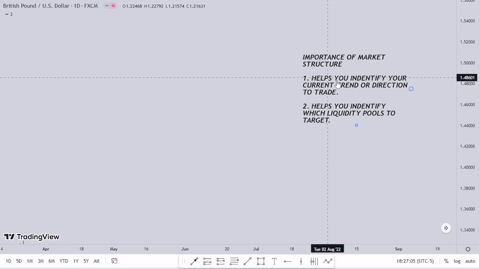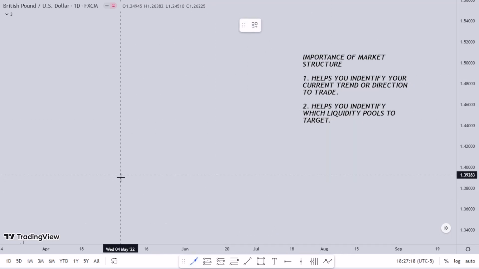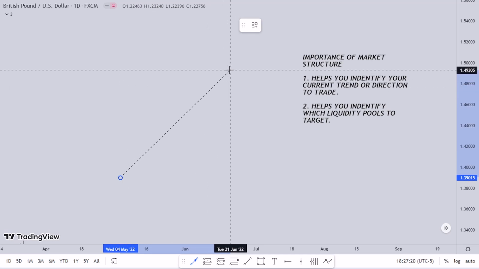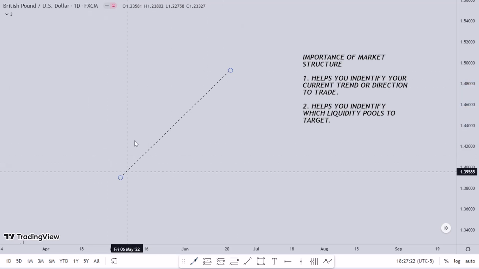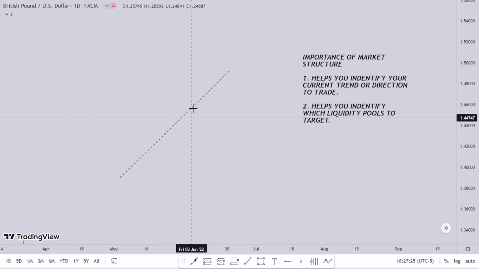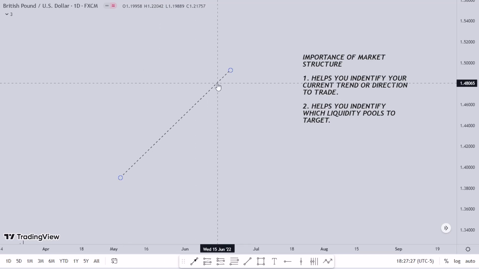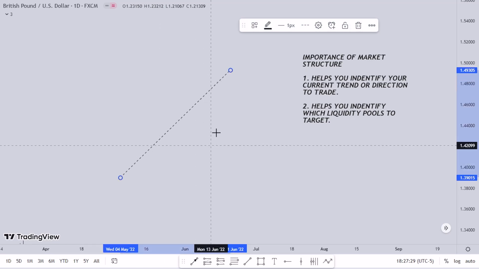First of all, it will help you identify your current trend or direction to trade to. So if the market structure is going up, you want to be focusing on what? Being in the up movement. So you want to be focusing on buying your way up. You don't want to be concentrating on sales, because if you are continually going up, you want to be a part of this upward movement.